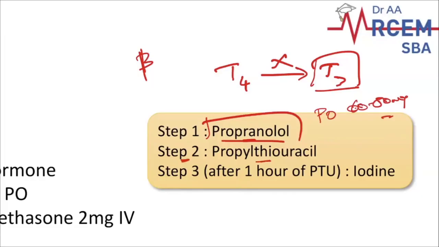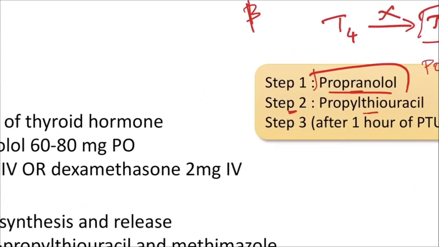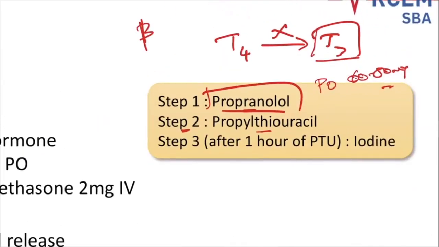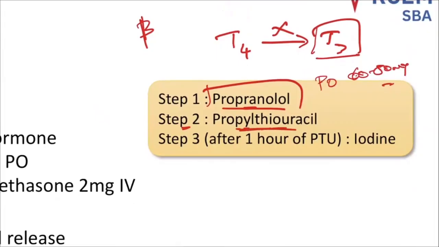Second step is to give anti-thyroid medications like propylthiouracil. There is another anti-thyroid medication which is known as methimazole. You can use either one of these, but the preferred one is propylthiouracil because again it has an additional effect of preventing peripheral conversion of T4 to T3.